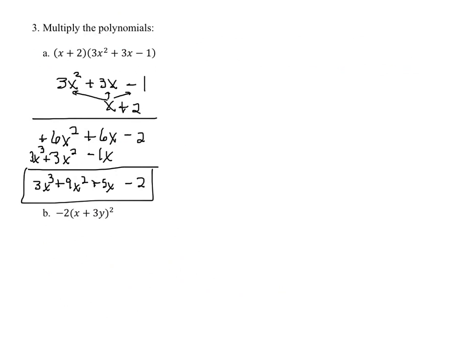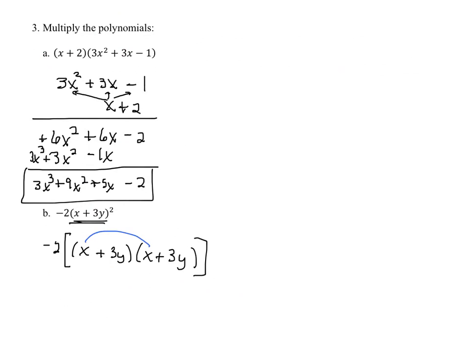Bada bing. Now, the next one is a little bit tricky. The first thing I'm going to do is keep the negative 2 outside, and I'm going to write out what this means. Because in order of operations, you always do exponents first. So I need to do that first, and then I'll distribute the negative 2 through.